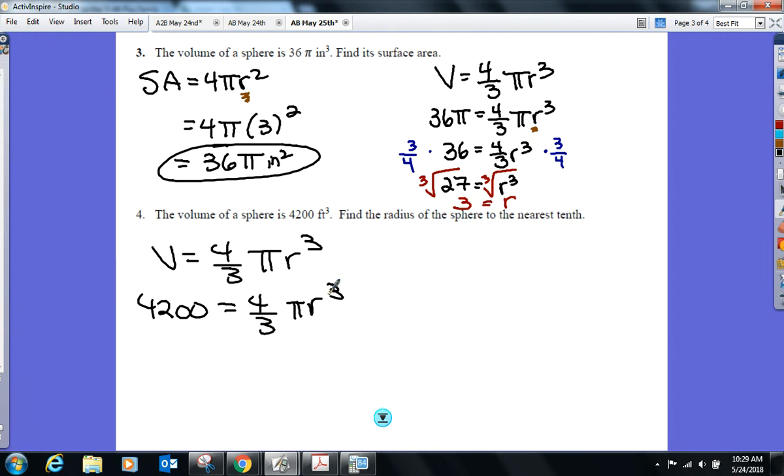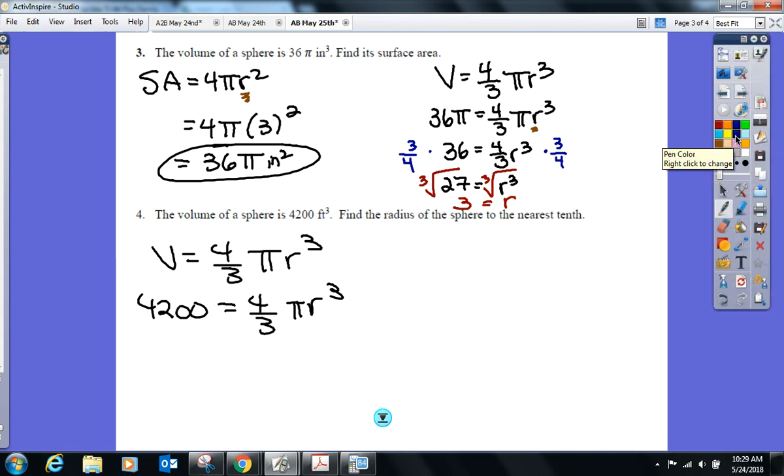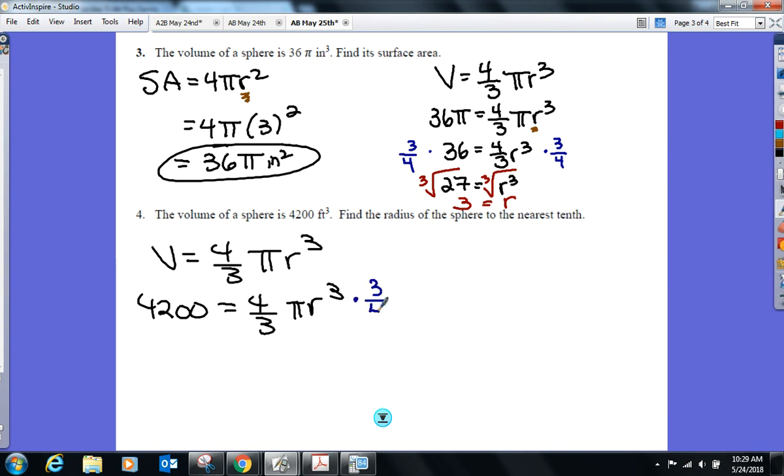Now, the big difference between this one and the previous problem is the pi's won't cancel out on each side because there's just a pi on the right and no pi over here on the left. All right. So instead, we're going to have to deal with that pi sooner or later. So what I'm going to do first is multiply, just like I did before, both sides by 3/4 to get rid of the 4/3. I'm going to multiply both sides by 3/4.